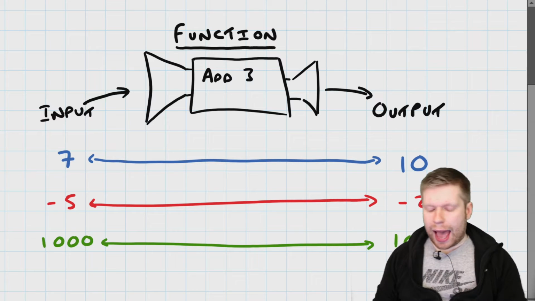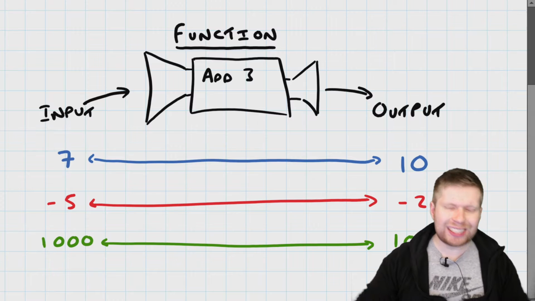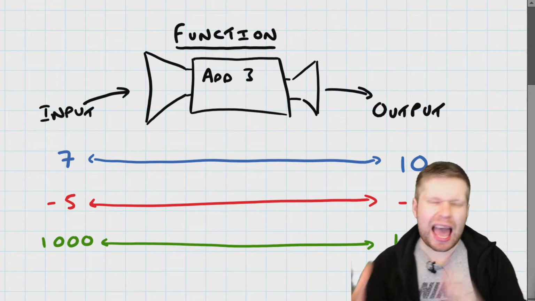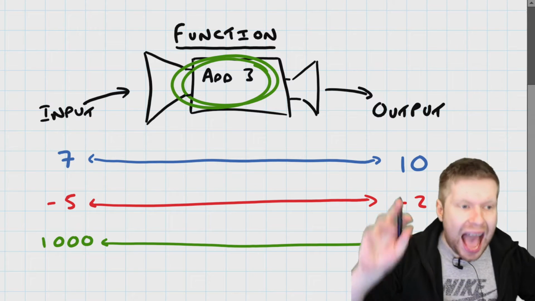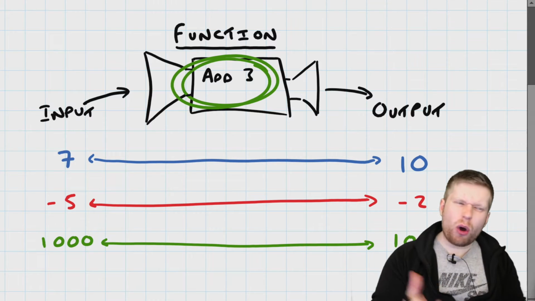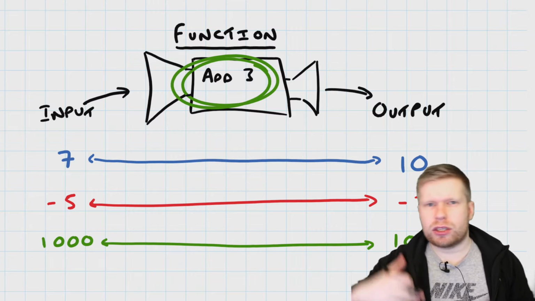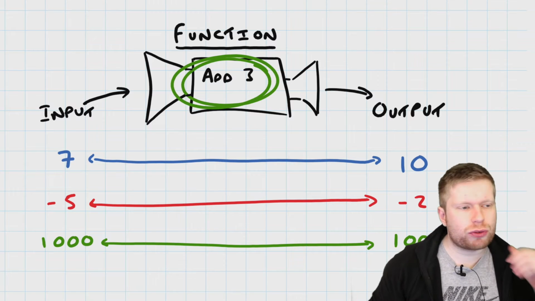Now, I would argue that this is quite clunky notation, so I don't want to keep on writing input all the time. I don't want to physically write that word all the time. And the same with output. Also, this notation in the middle, the adding 3, is quite long, particularly if I have long complex functions where I have to add 3, then subtract 7, then square it, and then divide the whole thing by 5. That's going to take a long time to write out.